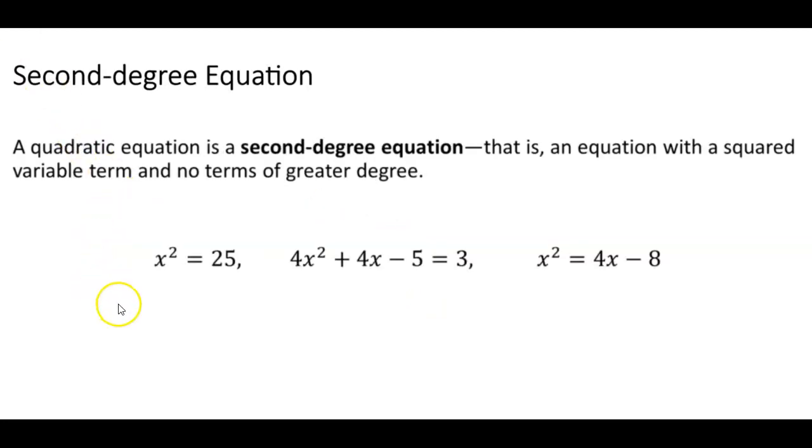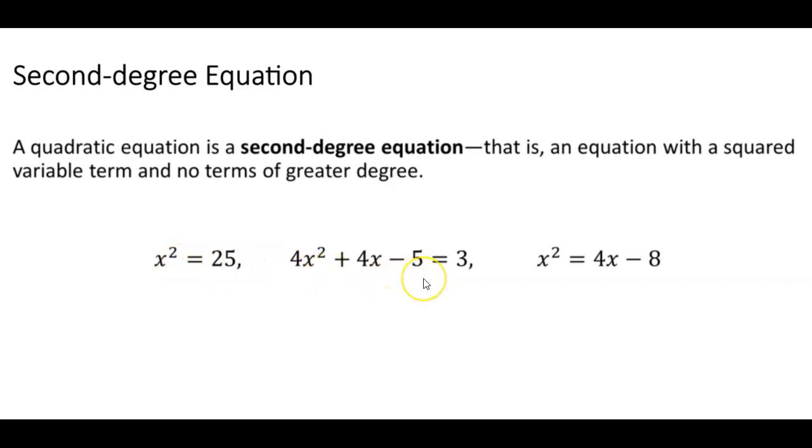A quadratic equation is a second degree equation, and that is an equation with a squared variable term and no terms of greater degree. If we take a look at this first example here, x squared equals 25. The highest degree of the variable term is 2, which is a second degree equation.